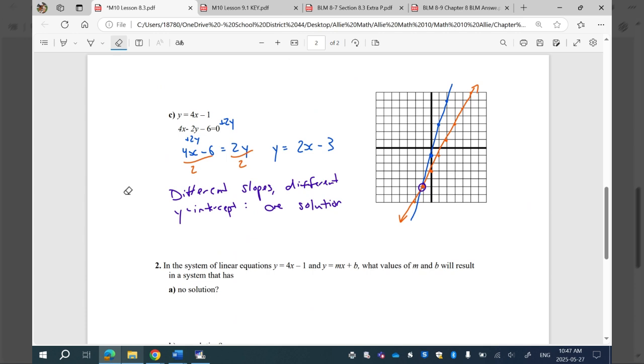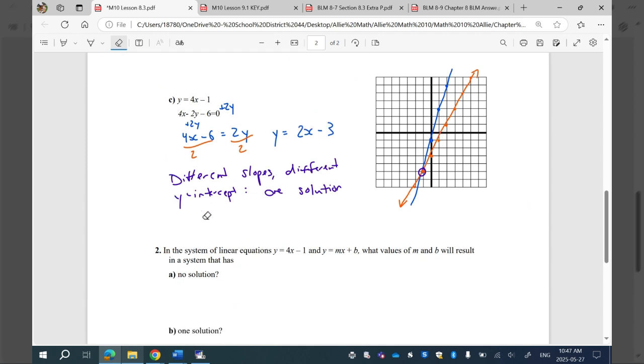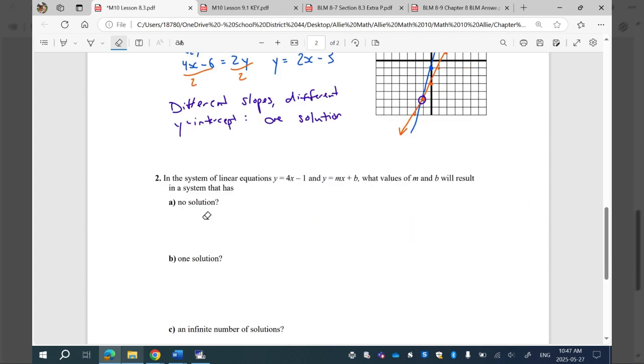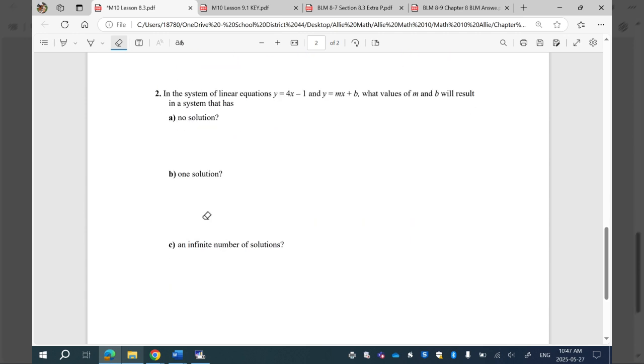Maybe I should say, imagine this had been an 8x, then we would have had same slope, different y-intercept, and we would have had no solutions. So let's look at this question.